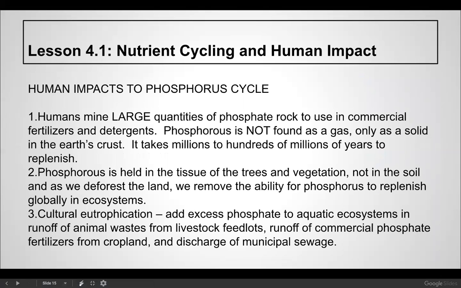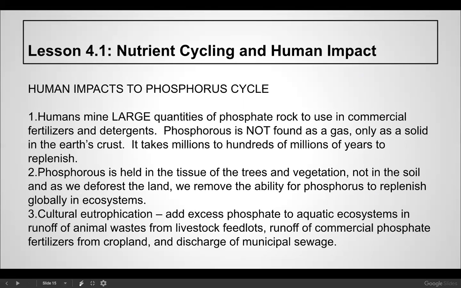So phosphorus is not found as a gas, only as a solid in the Earth's crust. It takes millions to hundreds of millions of years to replenish. Phosphorus is held in the tissue of trees and vegetation, not in the soil. And as we deforest the land, we remove the ability for phosphorus to replenish globally.